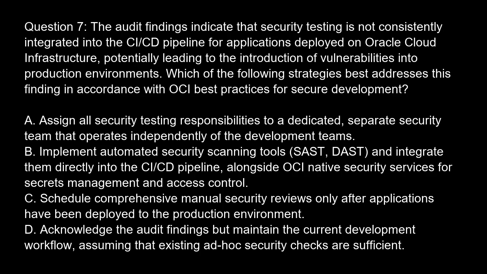Option A. Assign all security testing responsibilities to a dedicated, separate security team that operates independently of the development teams. Option B. Implement automated security scanning tools, SAST, DAST, and integrate them directly into the CI/CD pipeline, alongside OCI native security services for secrets management and access control. Option C. Schedule comprehensive manual security reviews only after applications have been deployed to the production environment. Option D. Acknowledge the audit findings but maintain the current development workflow, assuming that existing ad hoc security checks are sufficient.